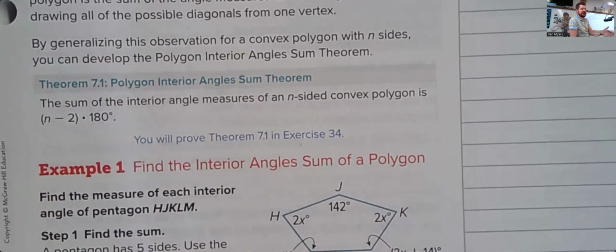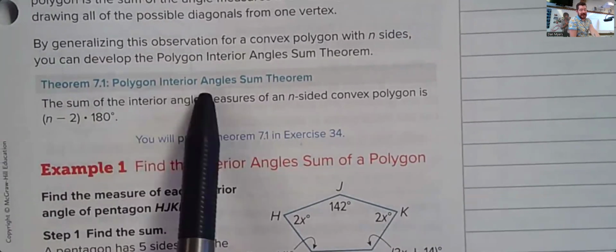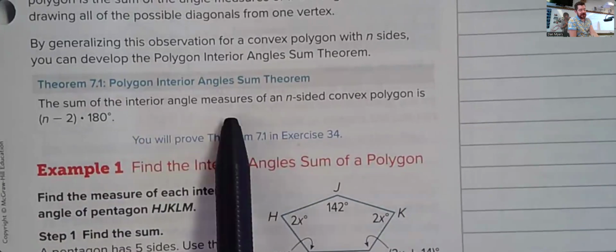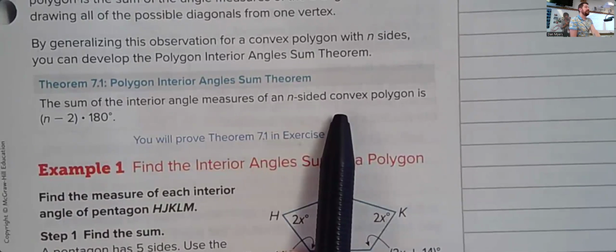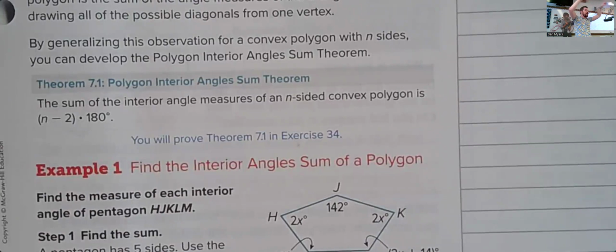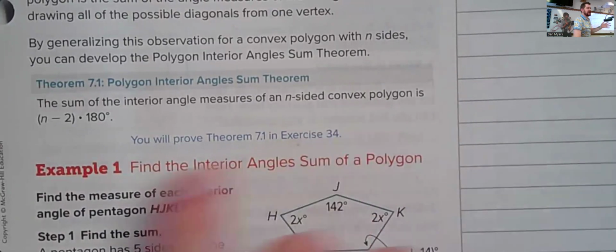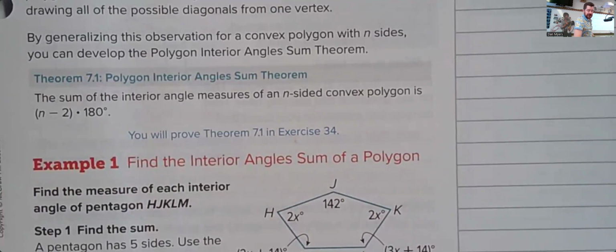So we're just talking about degrees. We're not talking about side lengths or anything, but the number of degrees within any polygon can be found by using the polygon interior angles sum theorem. It's a really long title. The sum of the interior angle measures of an n-sided convex polygon, meaning all the sides are facing outward. Like if it goes out, it doesn't cut back in. It's always outward facing. That's what convex means. Concave is the opposite. We won't see concave polygons. We're only going to look at convex.